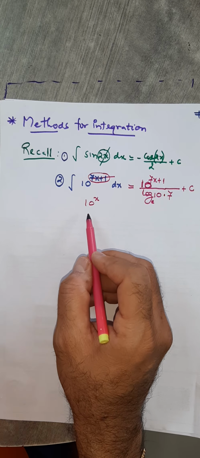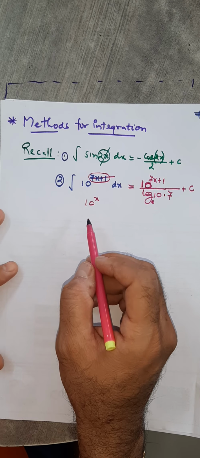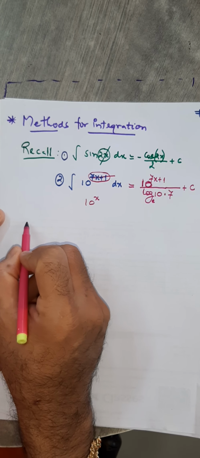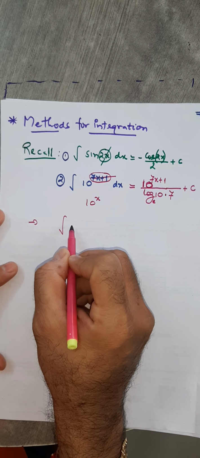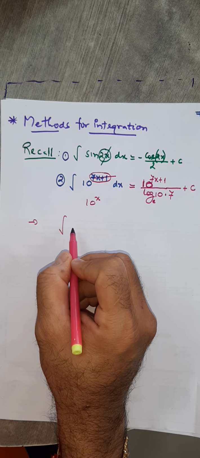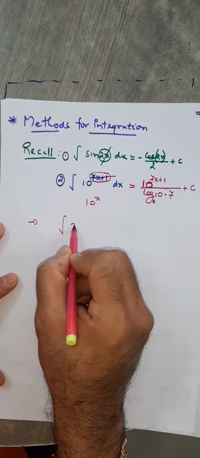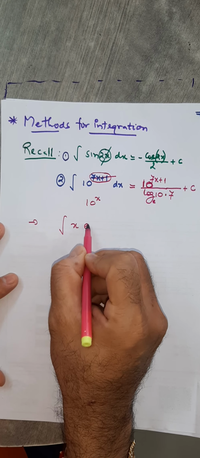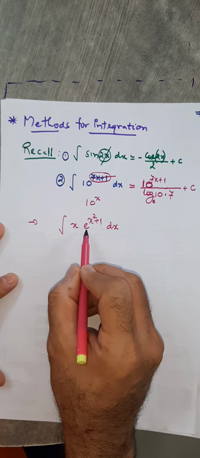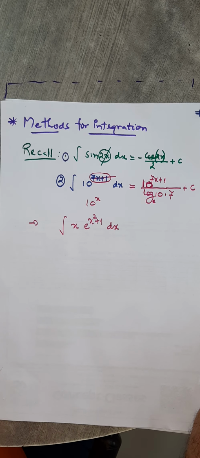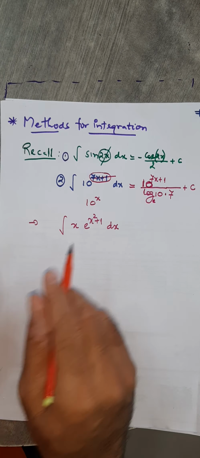So this is specially for linear functions. But if the function is not composed with a linear function like this, suppose I have, let me consider such a function here, x into e raised to x square plus 1 dx. Now this is not linear here, this is a quadratic function.